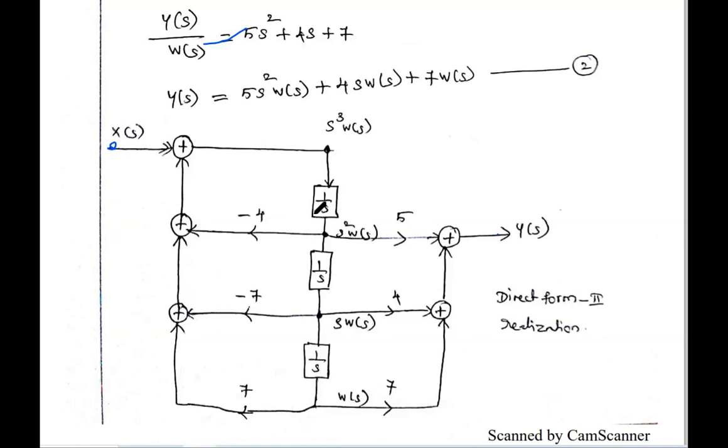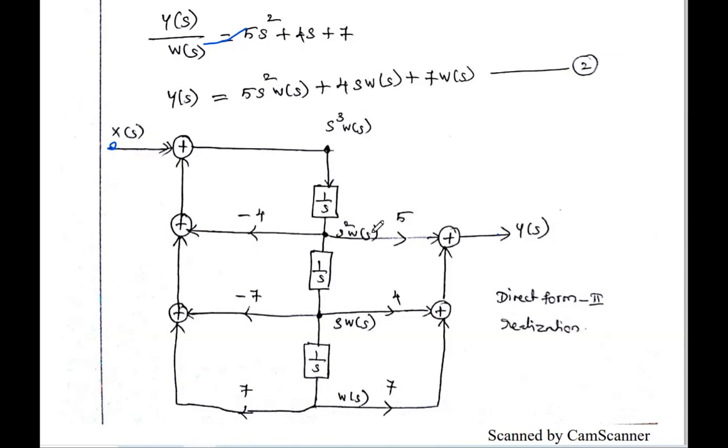So you just consider one integrator block. Integrator block means you draw one square, and within that 1 by s denotes an integrator block. For the integrator, we assume the input applied is s power 3 into w of s. If you give s power 3 w of s to the integrator, what is the output? This s power 3 w of s is multiplied with 1 by s. So what is the answer?